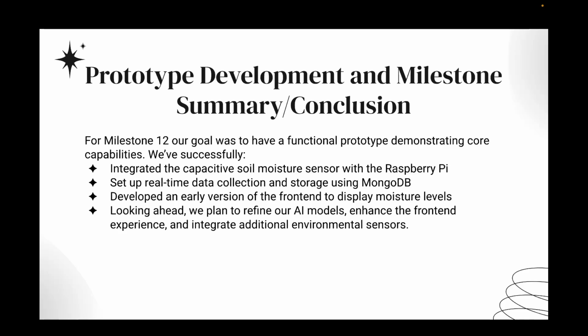So now we come to our conclusion summary section. For milestone 12, our goal is to have a functional prototype demonstrating core capabilities. Things we've successfully done: we've integrated the capacitive soil moisture sensor with the Raspberry Pi. We are able to set up real-time data collection and storage using MongoDB and Azure. And we have also developed and displayed an early version of our front end. And looking ahead, we plan to refine AI models based on this data, enhance the front-end experience, and also integrate additional sensors.